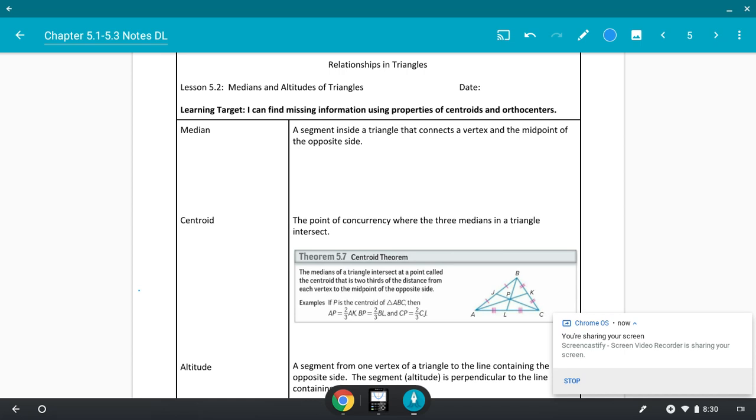All right, guys, this is lesson 5.2 on medians and altitudes in triangles. Our learning target is for you to be able to find missing information using properties of centroids and orthocenters. So here's some new vocab words for us.